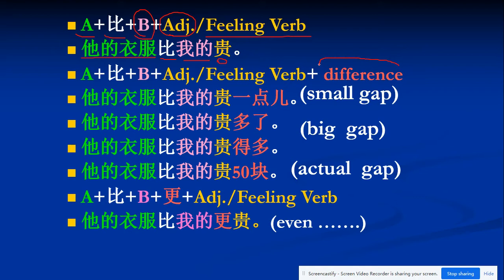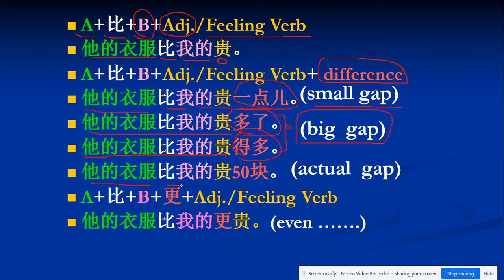You have to pay attention if you want to indicate the actual gap between A and B. This part needs to be placed after the whole structure. 他的衣服比我的贵一点儿，一点儿 indicates a small gap. 他的衣服比我的贵多了。他的衣服比我的贵得多，多了的多都可以。They indicate a big gap.